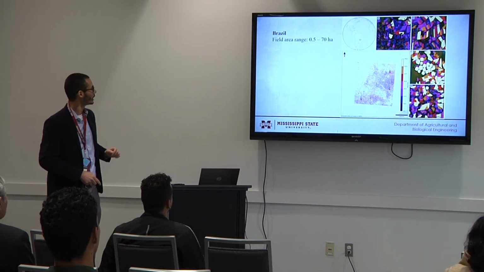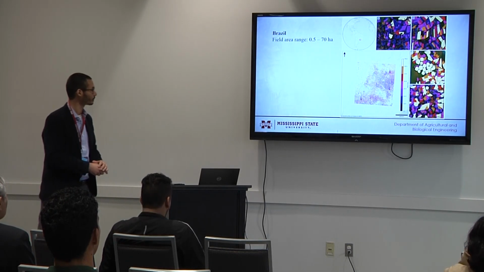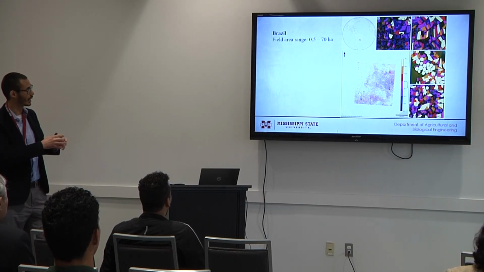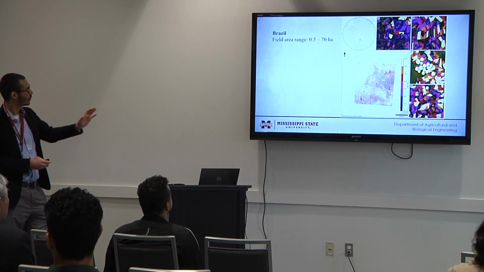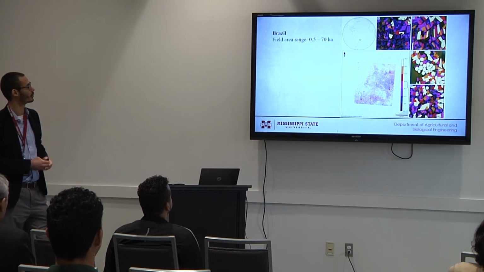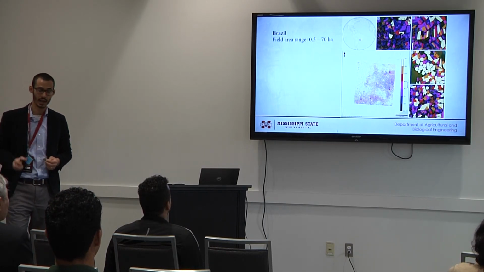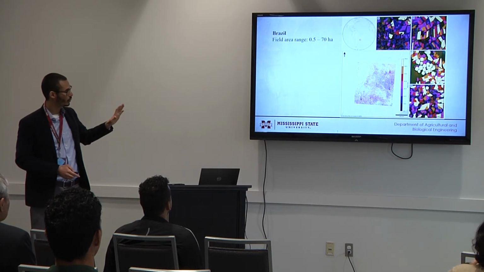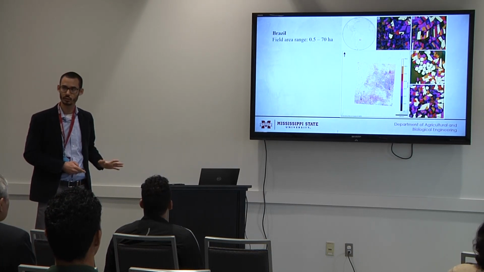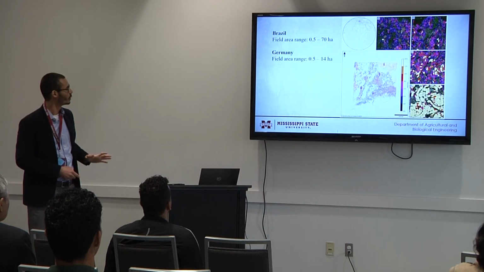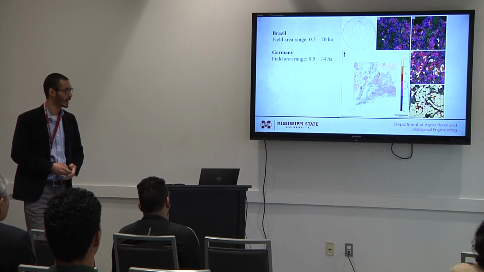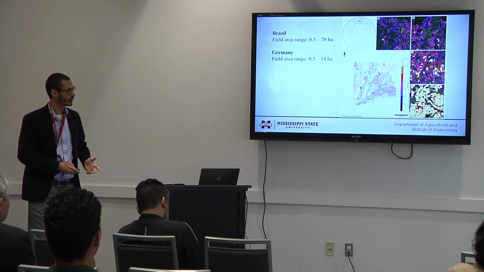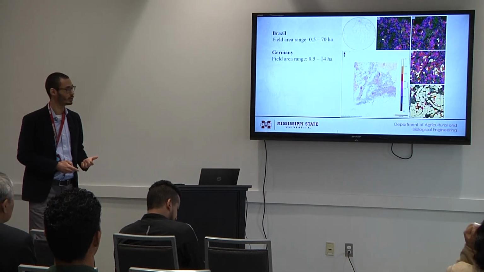Here you can see, for example, for Brazil, we have a very high variety of shapes and sizes of fields. We have fields with area ranging from 0.5 to 70 hectares. And overall, we find a good segmentation quality here. For Germany, we have fields ranging from 0.5 to 14 hectares. And again, we observe a good ability to extract the fields.